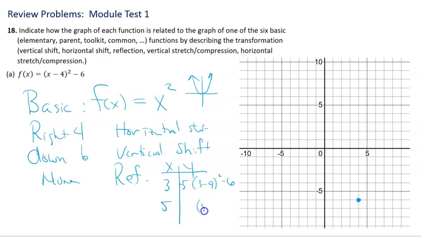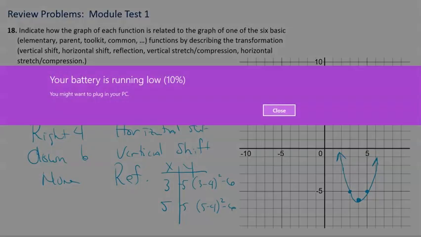And then plug in 5 minus 4 squared minus 6. Just a t-table, y'all. 5 minus 4 is 1. 1 squared is 1. 1 minus 6 is negative 5. Is it a coincidence I got negative 5 for both of them? No. When you're doing a parabola and you pick a point on each side of that low point, then you should get the same y value for both of them. Now, don't assume.